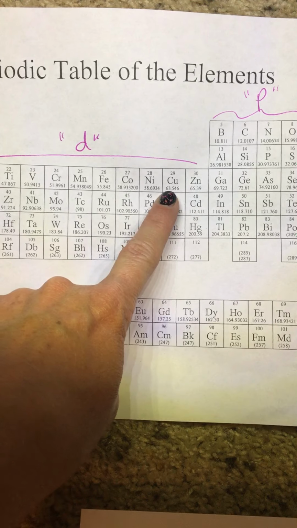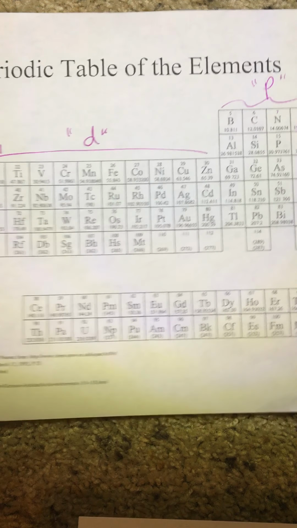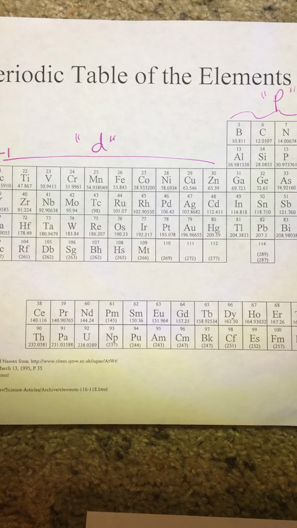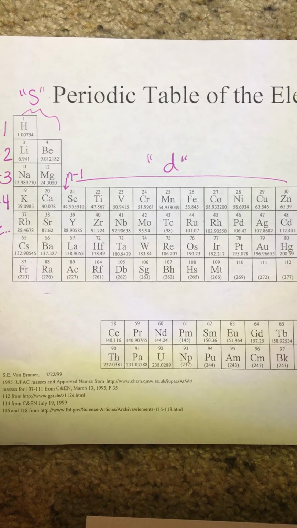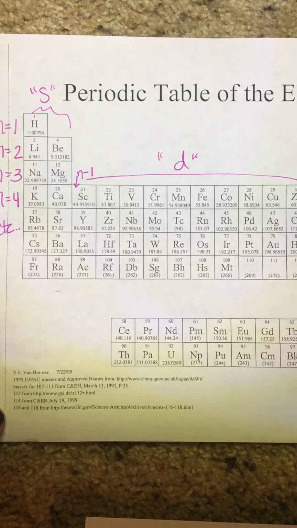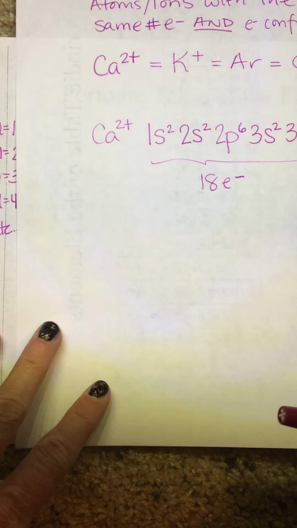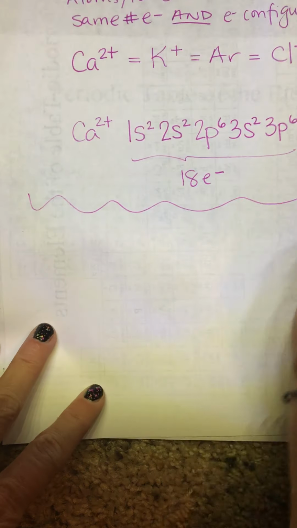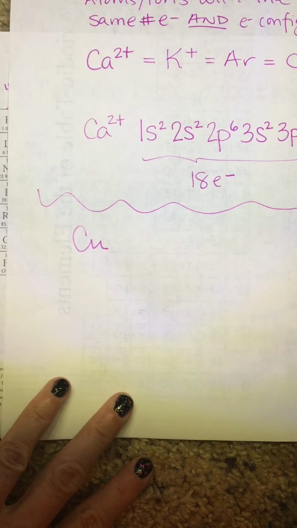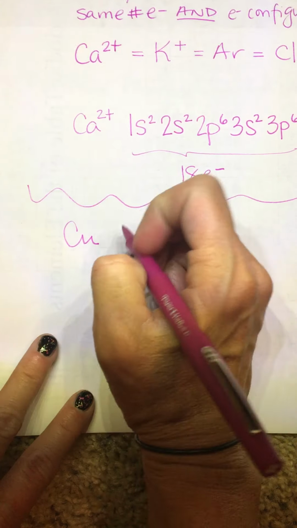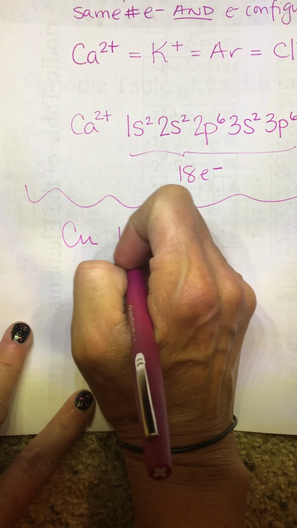Let's look at copper. Okay, now copper has a total of 29 electrons. But they're not quite how they appear on the periodic table. So let's look at another example. Copper. Copper is one of those special ones. So looking at copper, we have to start from the beginning.